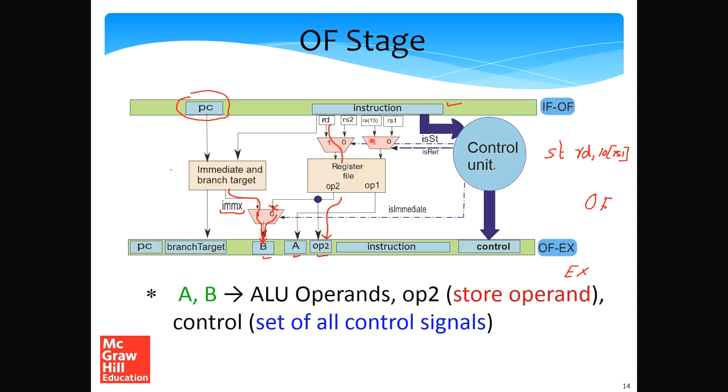We again pass the instruction itself from this latch to this latch. We compute the branch target in the branch unit over here in the OF stage. The branch target is also part of the instruction packet, and the PC is also part of the instruction packet. So this is pretty much all the information that is going to the next stage, which is the EX stage. We don't need anything else from the OF stage at this particular point of time.